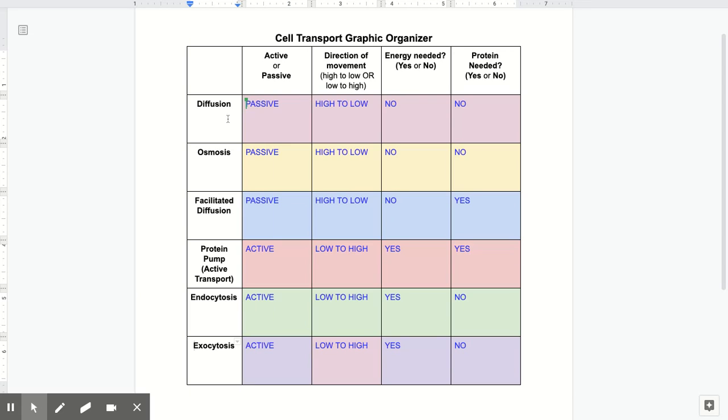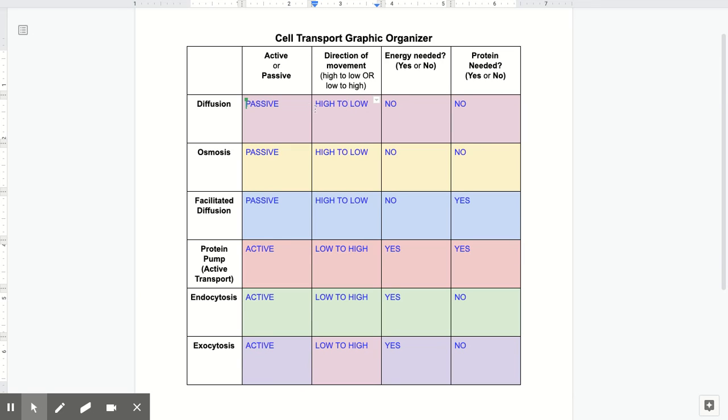Your job was to decide, going across each of the rows, if, for instance, diffusion is a type of active or passive transport. It is indeed passive transport. Everybody see that? Passive transport. The molecules move from an area of high concentration to an area of low concentration. This is said to be down or with a concentration gradient.